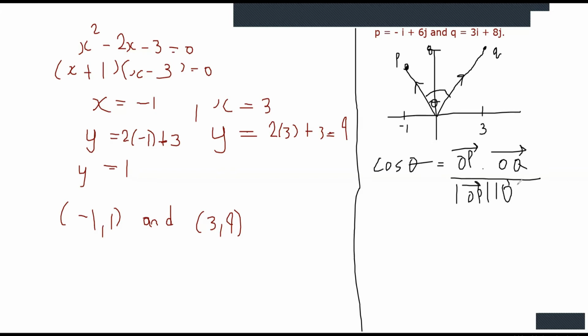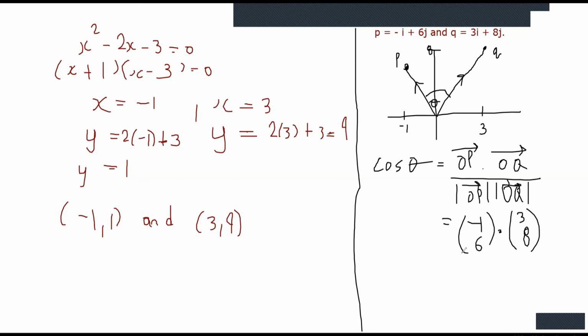All right, so this is what we're going to have to do to get our 5 marks. Now, in a case like this, OP is just minus 1, 6. Dot OQ, OQ is just 3, 8.